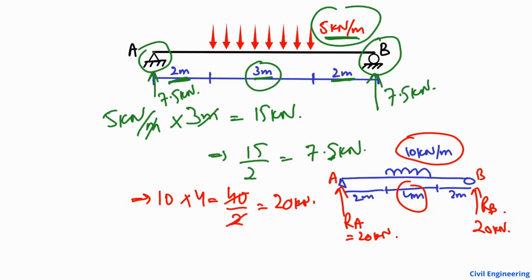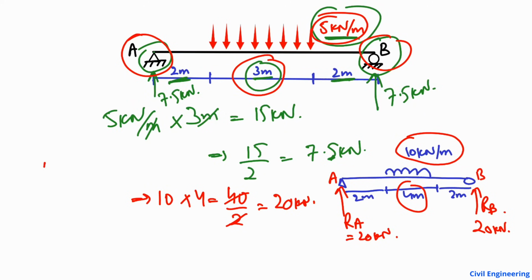So you should multiply the load by the length on which it is distributed. This should be multiplied and then divided by 2. Why 2? Because there are two support reactions. One is acting here, one is acting here. So it should always be divided by 2 and you will get the values of your support reactions.